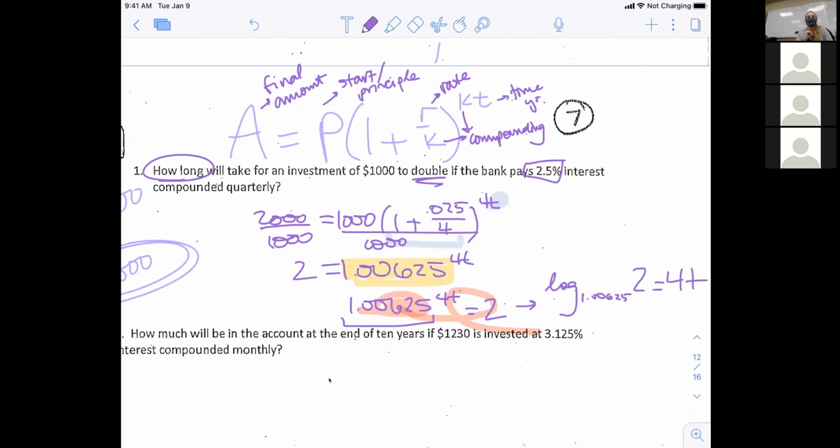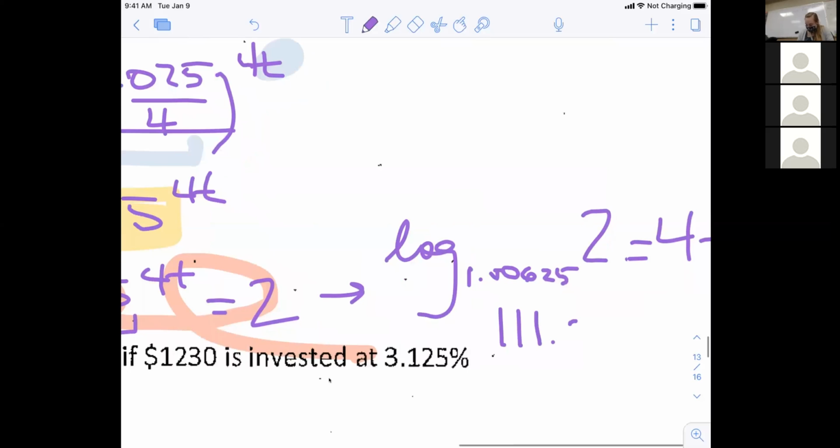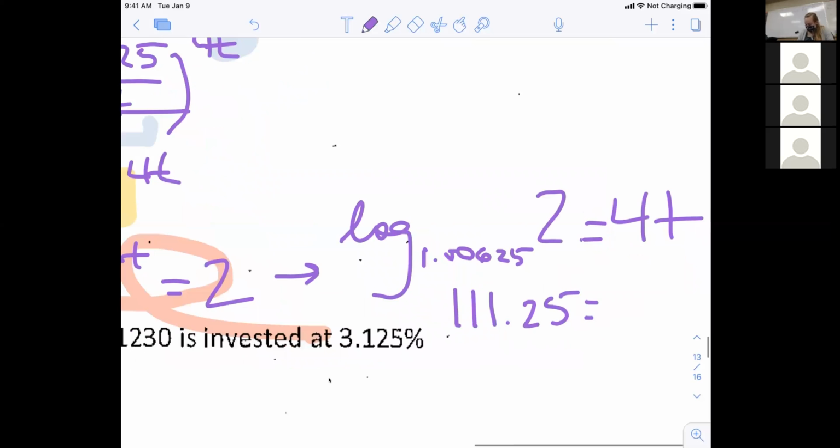Questions on that? Do you guys remember how to put this in the calculator with the log base 1.00625? You can go to your math and scroll down to get capital A. If you do not have that, you have to use change of base and ask me and I can show you how to do that. When I plug in log base 1.00625 of 2, I get 111.25 is equal to 4t. Divide that by 4 to get t by itself.